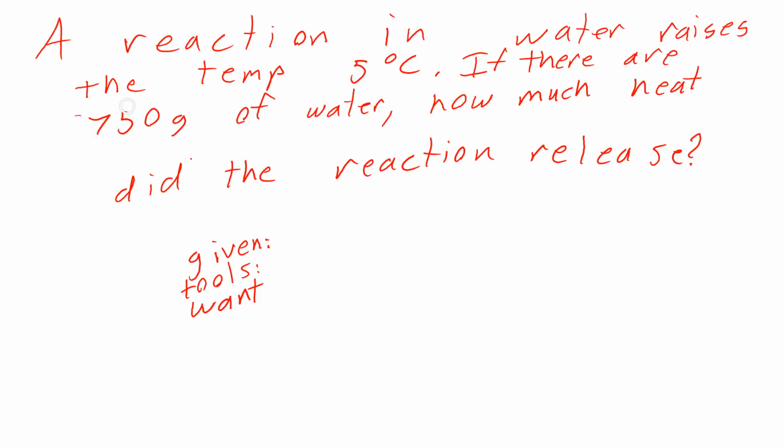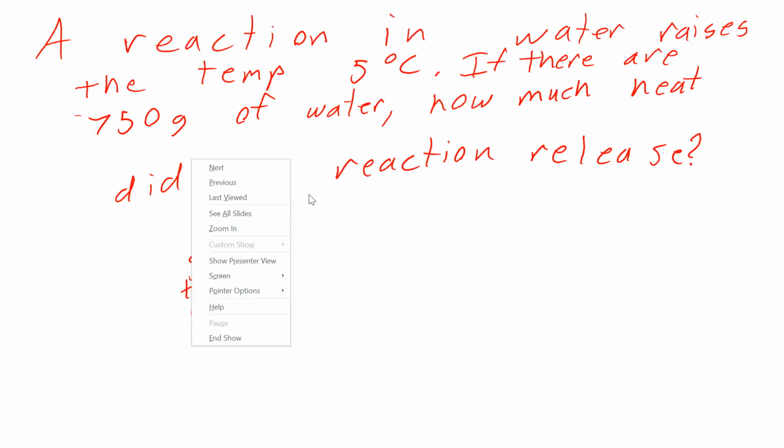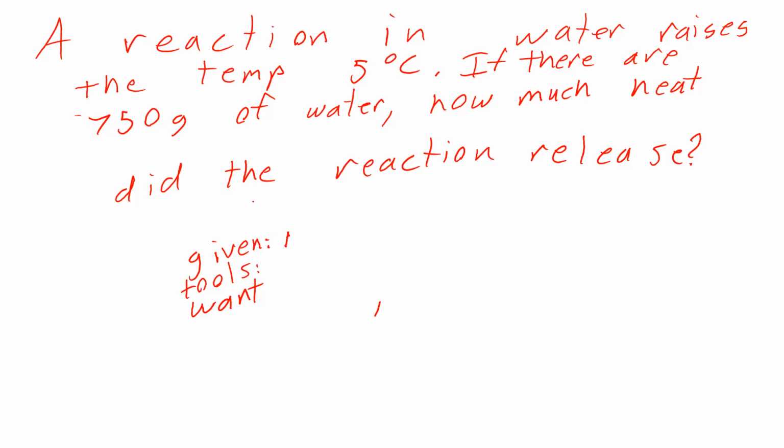So we're given delta T is equal to 5 degrees Celsius. We're given that mass is equal to 750 grams. And tools, we've got Q, or heat transfer, is equal to MC delta T. And what do we want? We want Q. We want to know how much heat was actually released.